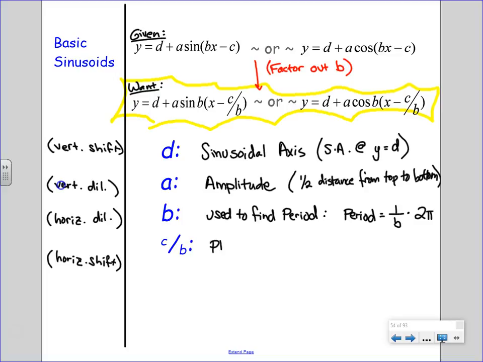That's going to be our phase shift. And what that helps us with is that we can find our initial or our starting point. Because if we can't find it, we can't figure out where to start graphing. And each of these clues is going to help us graph the nastiest sinusoids they could possibly give us.